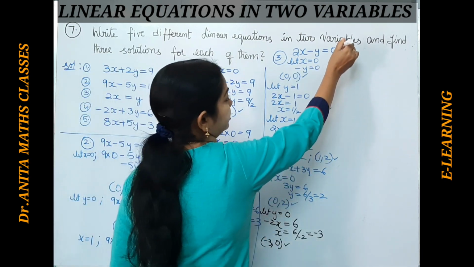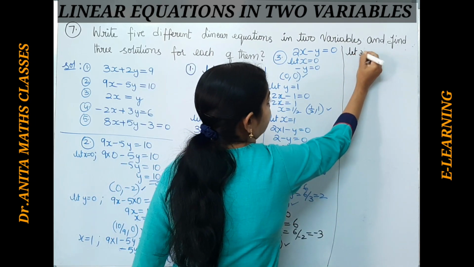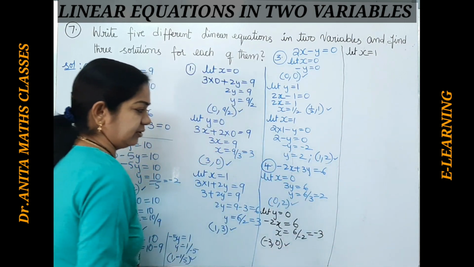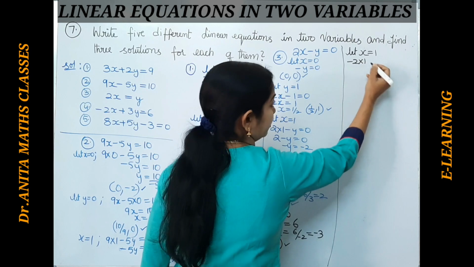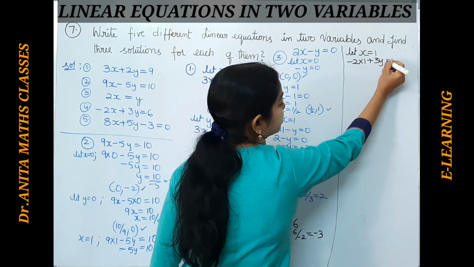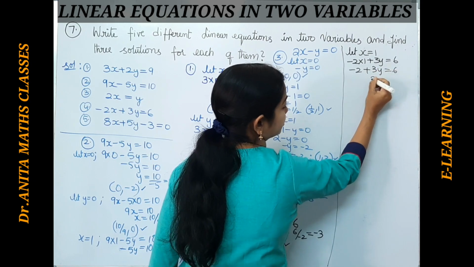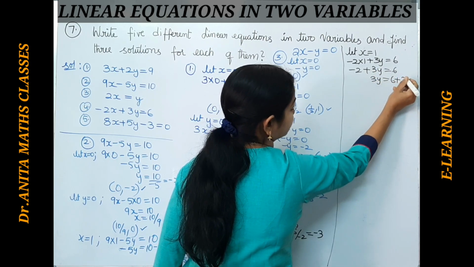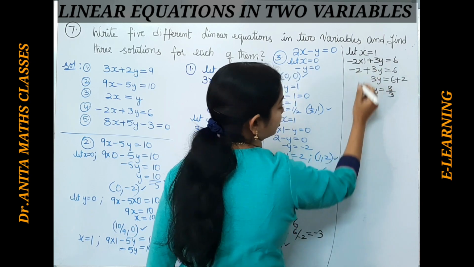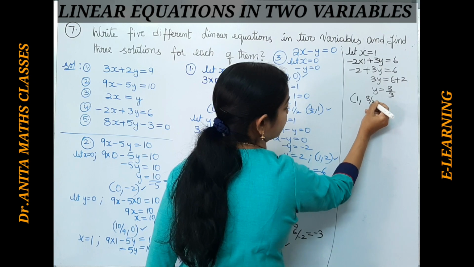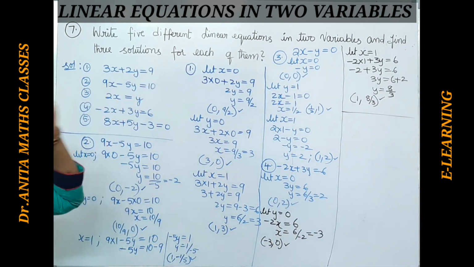Likewise, I'll do it here. Let x equal to 1 or y equal to 1. Anything you can take here. Minus 2 into 1 plus 3y equal to 6 here. So minus 2 plus 3y equal to 6. So 3y equal to 6 plus 2. So y equal to 8 by 3. So when x is 1, y is 8 by 3. This is the third solution, right? Now this is the fourth equation, third solution.